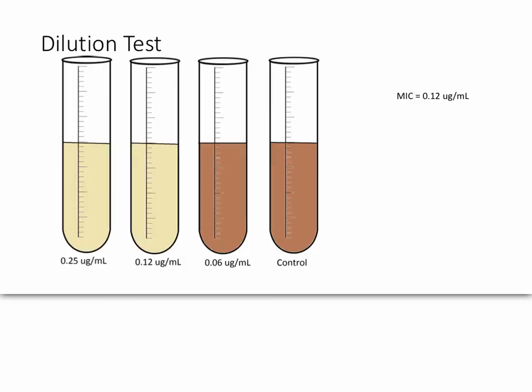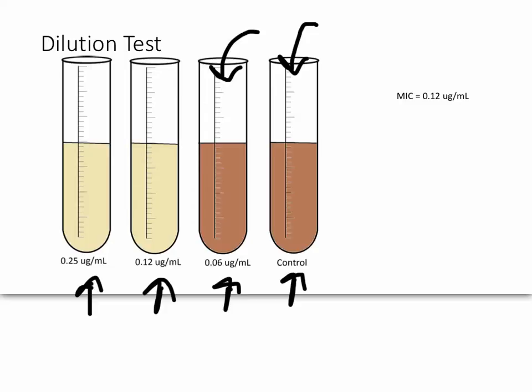Now here's the gold standard. What we're going to do is make dilutions of an antibiotic. So here I'm going to have 0.25 micrograms. Here I'm going to have 0.12 micrograms per milliliter. Here I'm going to have half of that. And then at the very end you have no antibiotic. And so you put the same amount of bacteria in each of these. Let's say you have a bacteria that's mixed up in a broth, and you add 1 milliliter of bacteria broth to each of these test tubes, and then you wait and you see which ones grow and which ones don't.